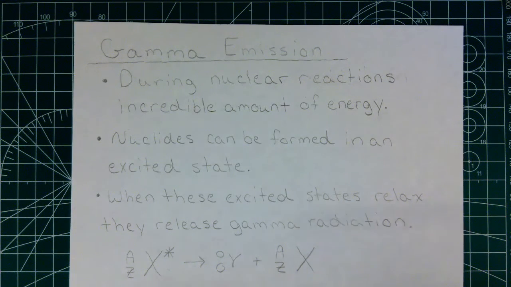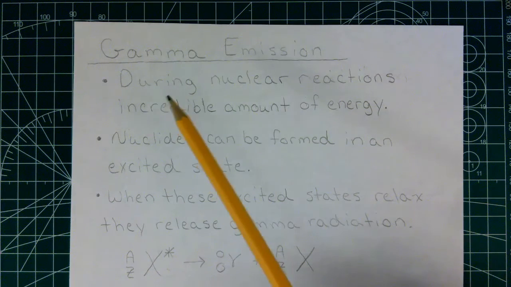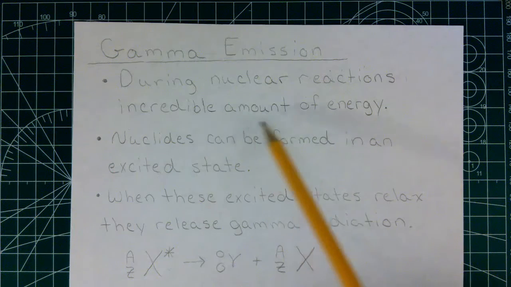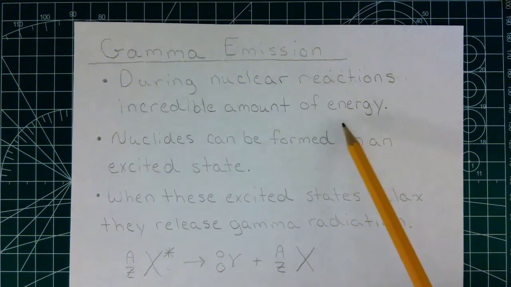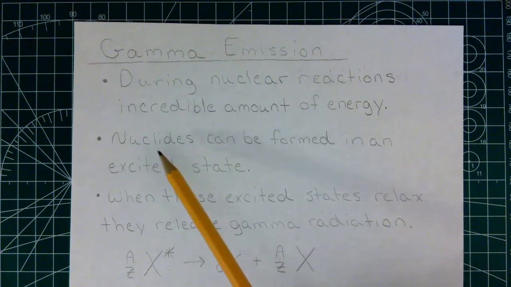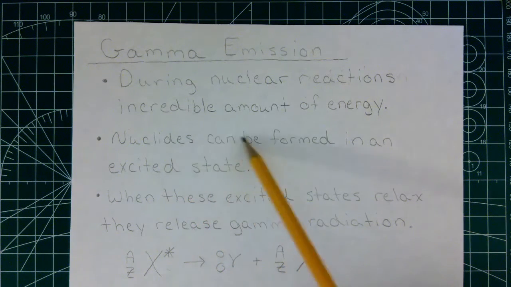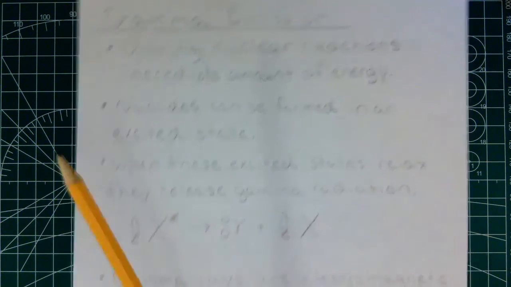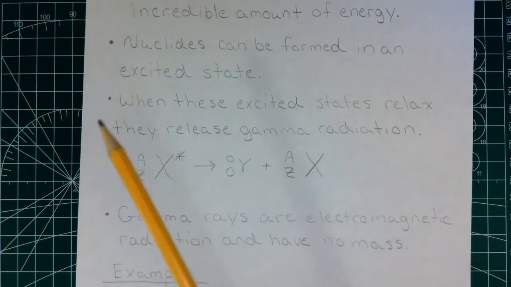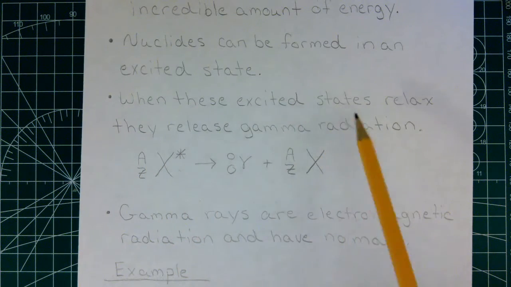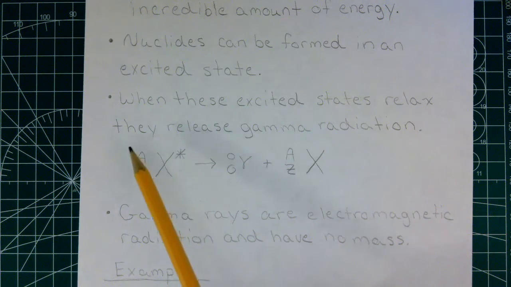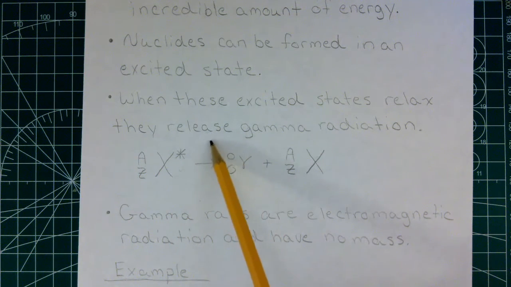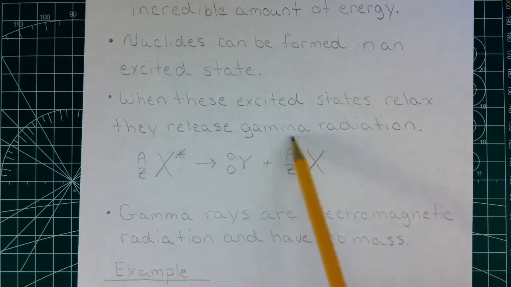So the next type of radiation I want to talk about is called gamma emission. What winds up happening is that during nuclear reaction, there's an incredible amount of energy that's being released. As a result, sometimes the nuclides can be formed in an excited state. And whenever we see an excited state, these excited states are going to relax down to what they call a ground state. When this happens, they're going to release energy. In this case, they're going to release energy as gamma radiation.